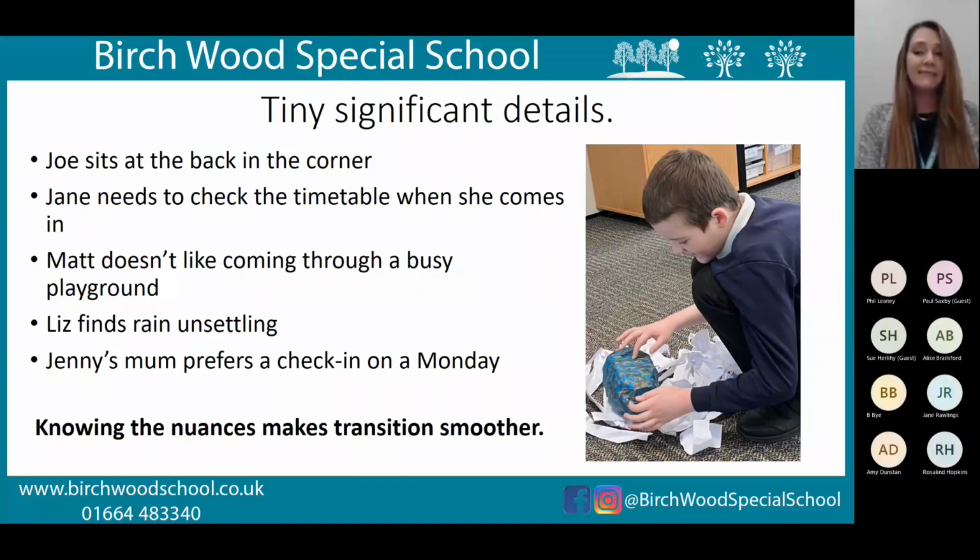It's raining heavily today, so we know that Liz will be unsettled and she may need you to close the blinds. Jenny's mum prefers a check-in at the beginning of the week. As education professionals, it takes us time to discover these things, but knowing them and acting on them makes a huge difference for the young people in our classrooms. When new settings have this valuable, nuanced information early, it can make transition for our young people far smoother.